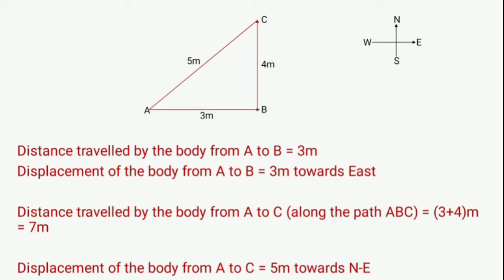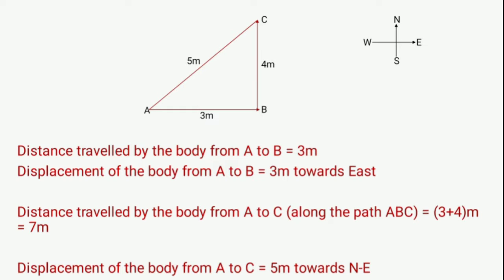In this diagram, A, B, C are the three places. Distance traveled by the body from A to B is 3 meter. But the displacement of the body from A to B is 3 meter towards east. So displacement will also have direction. Distance traveled by the body from A to C along the path ABC is 3 plus 4 meter, that is equal to 7 meter. But the displacement of the body from A to C is 5 meter towards northeast.